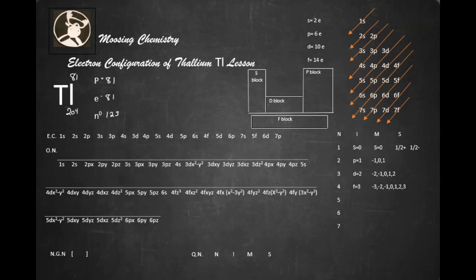123 neutrons. Pretty simple. S has two electrons, P has 6, D has 10, and F has 14 electrons. The Aufbau principle says fill the lower shells first before we fill the upper shells, and we use the diagonal rule and slide down this slide until we run out of electrons, which happens to be 81 electrons.